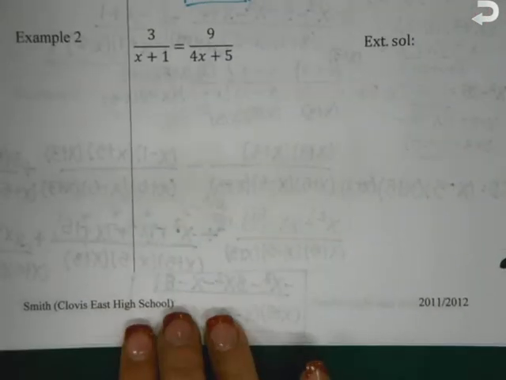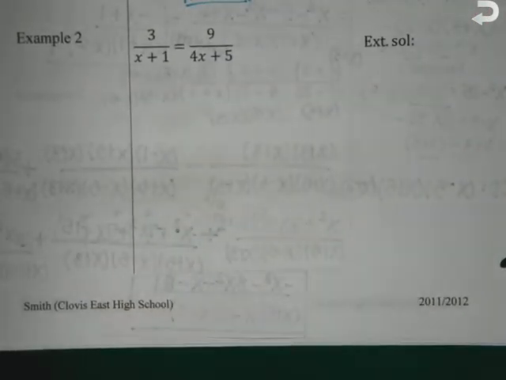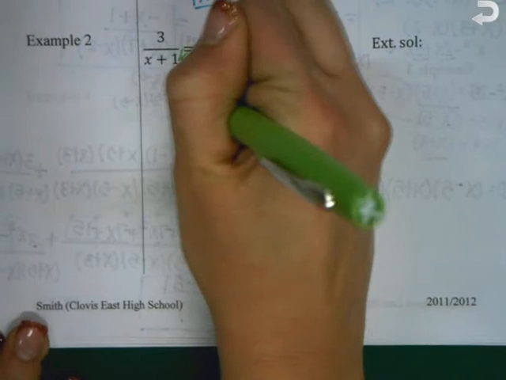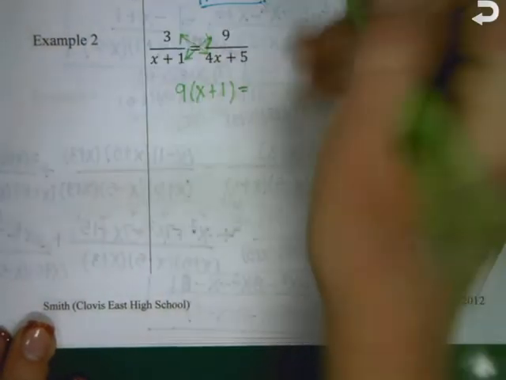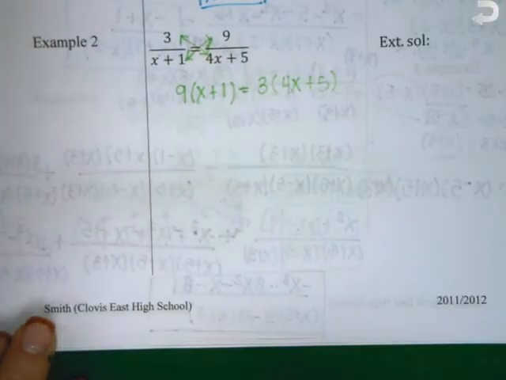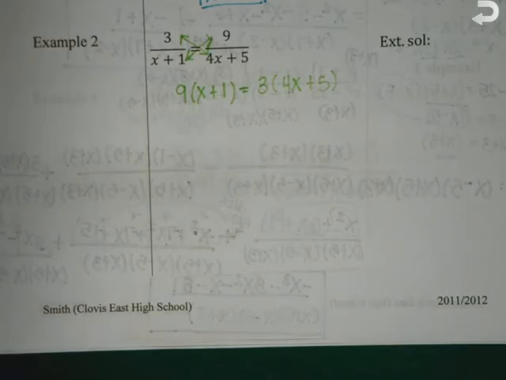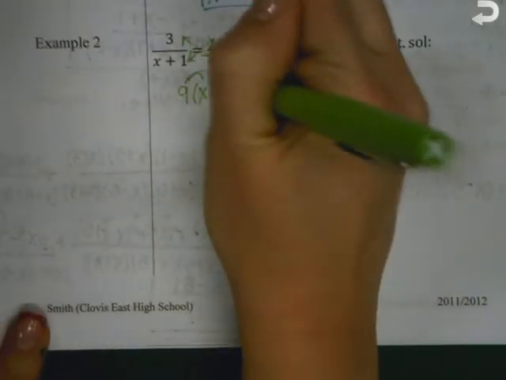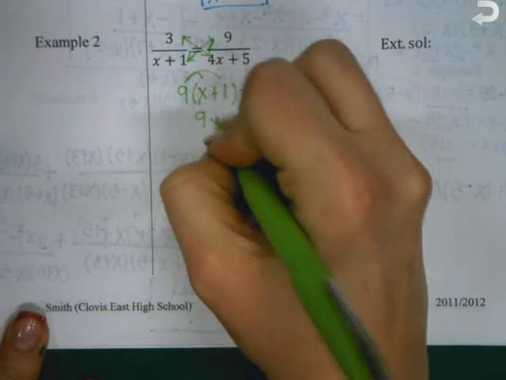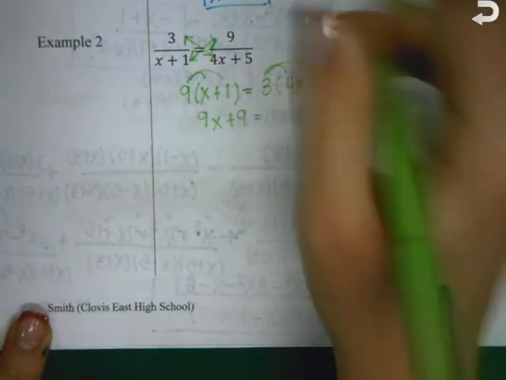Okay, so example 2, I'm going to do the exact same thing. First I'm going to cross multiply here. So I would get 9 times x plus 1 equals 3 times 4x plus 5. We distribute on both of those, and that gives me 9x plus 9 equals 12x plus 15.